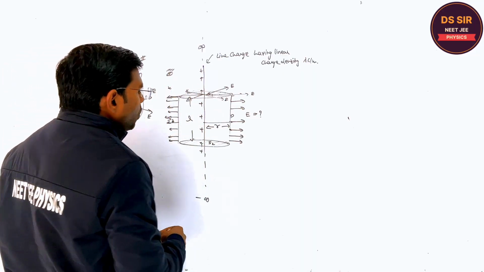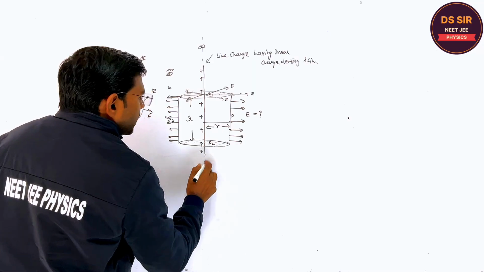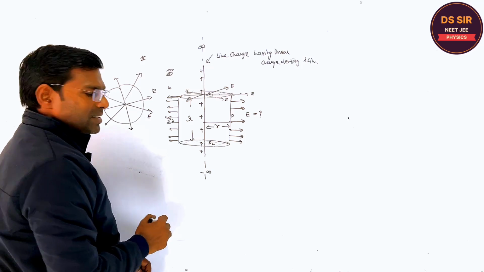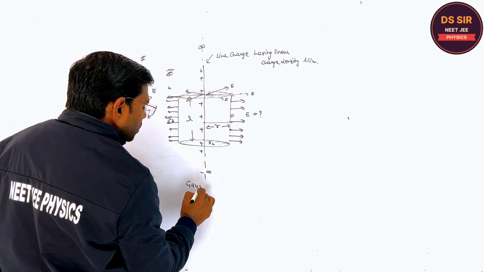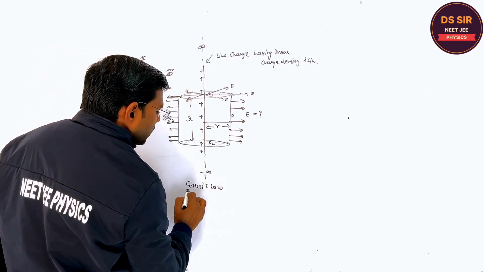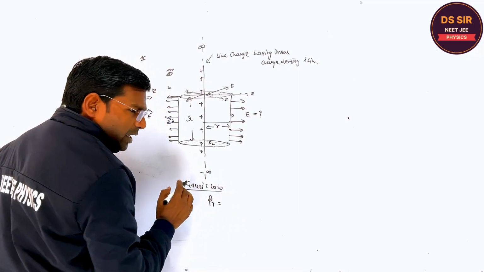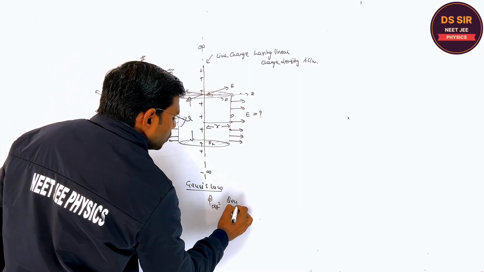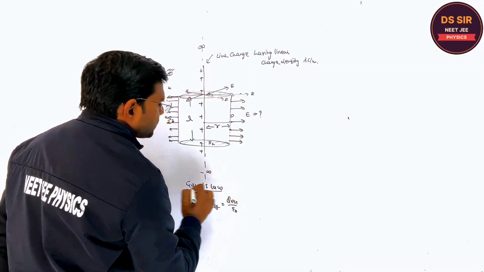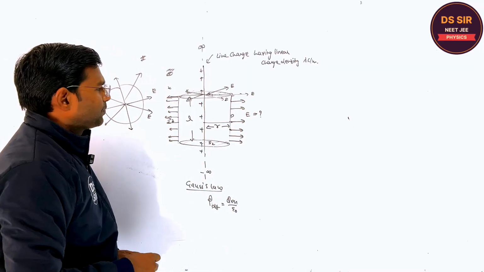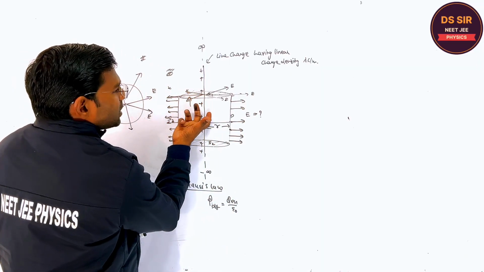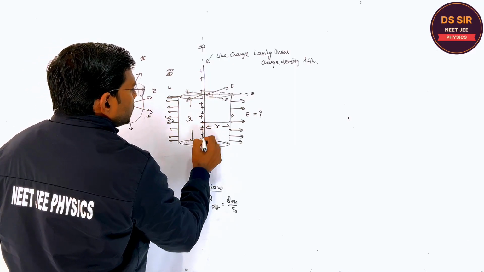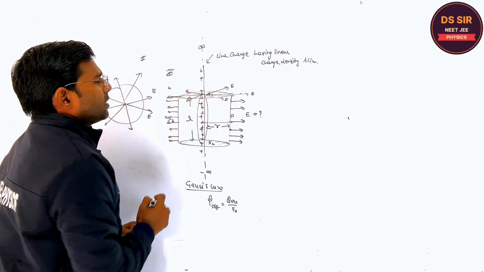So now to find the electric field at distance r from the infinite line charge, we will apply Gauss's law. You tell me, what is Gauss's law? The net outward flux is equal to what? Charge enclosed divided by epsilon naught, right? So if the vertical cylinder is the Gaussian surface, what is the charge enclosed?